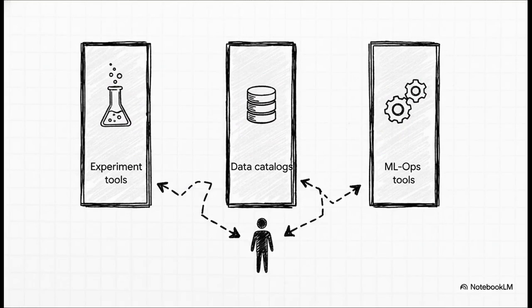Now, you're probably thinking, wait, but we have tools for all this stuff. And you're not wrong. We've got experiment trackers, we've got data catalogs, MLOps platforms. The problem is they all live in their own little worlds, their own silos. A data scientist has to play detective, jumping between all these different tools just to piece together the full story. And that's exactly where the fragmentation creeps in.